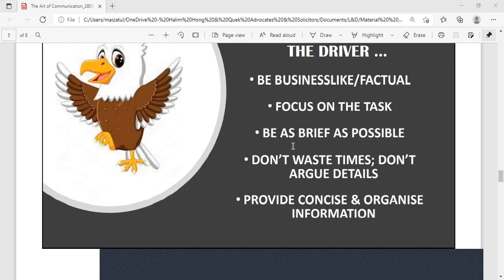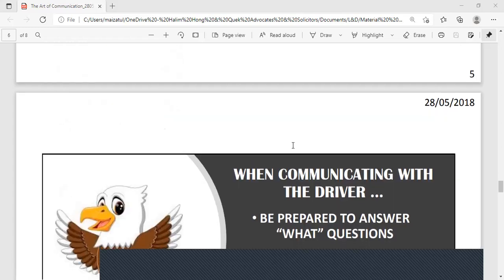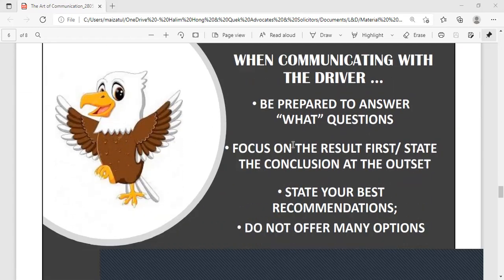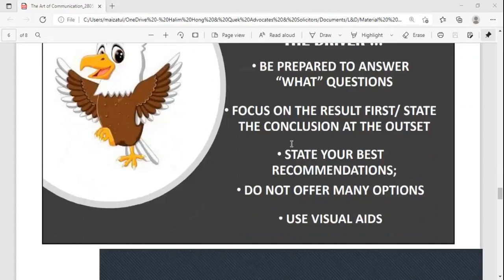Provide concise and organized information. Be prepared to answer the "what" question. Focus on the result first. State the conclusion at the outset. State your best recommendation, and these people don't prefer many options. And use visual aids.